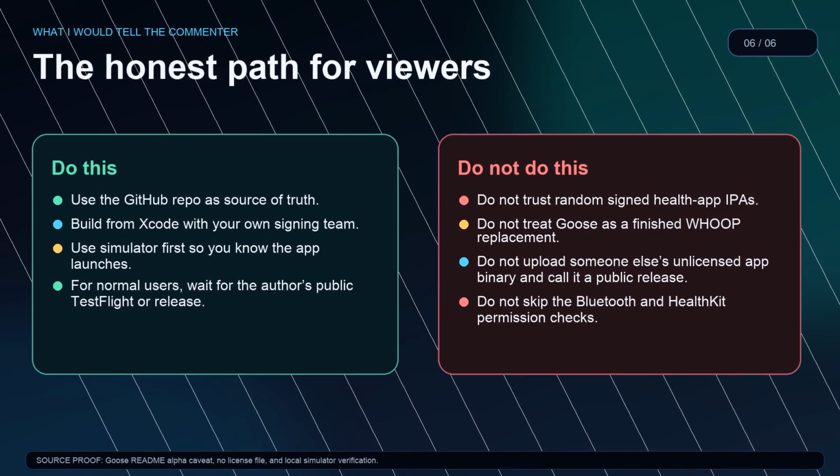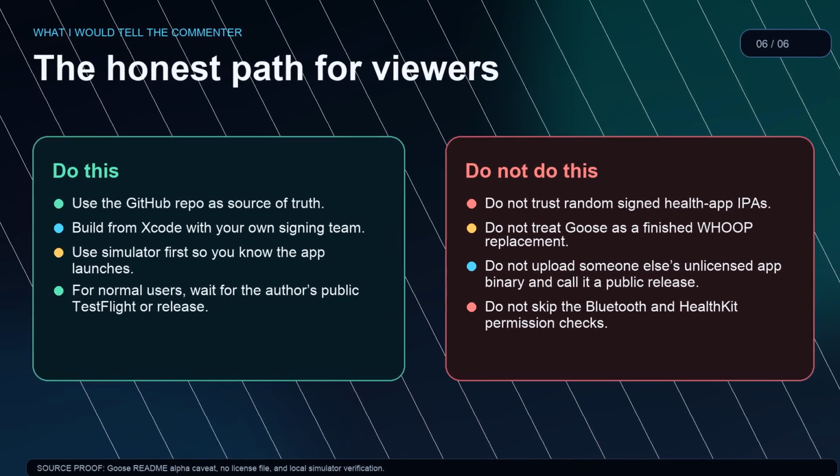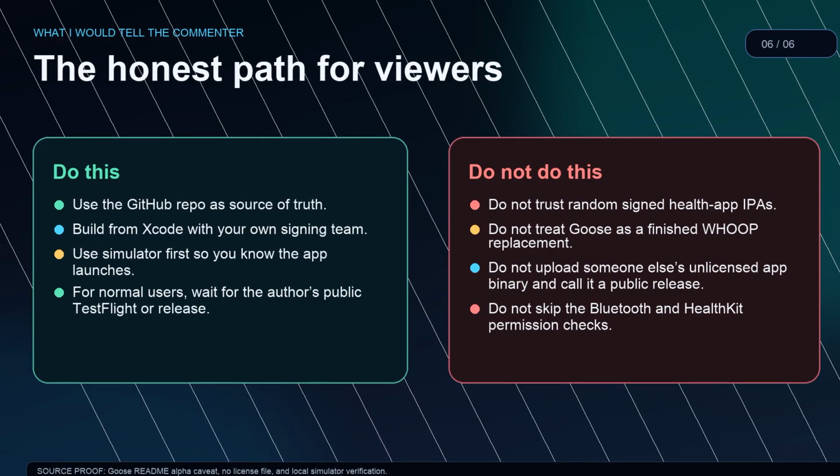So here is the honest answer for the commenter. Yes, I can make the local build and unsigned IPA artifact. No, I should not publish a random signed health app IPA for everyone. The safe path is to build from source with your own Apple signing team. Use the simulator first and wait for the project author's TestFlight or official release if you want a normal user install. Do not treat Goose as a finished WHOOP replacement yet. Treat this as a developer alpha that now has a verified local build path.